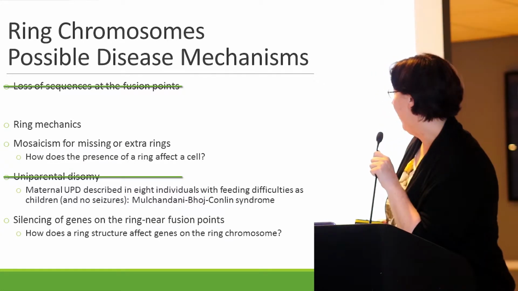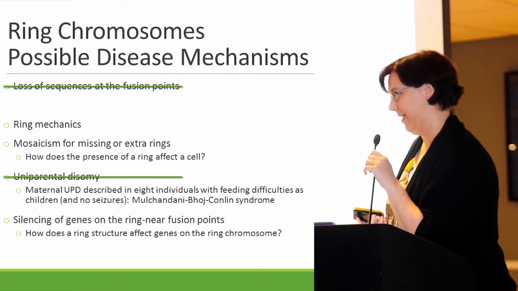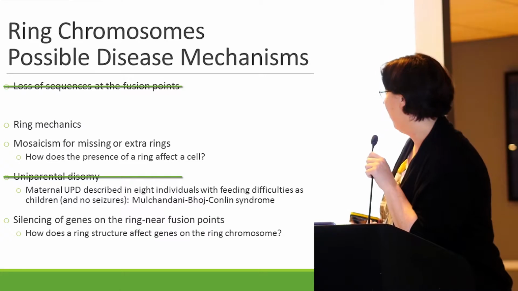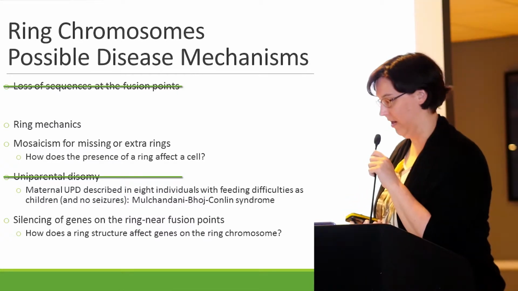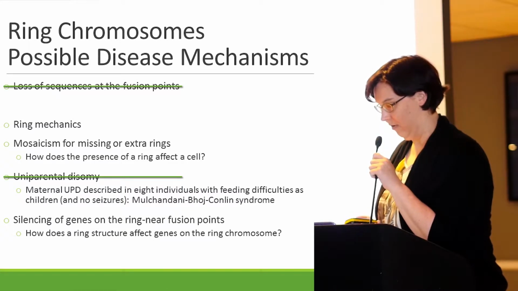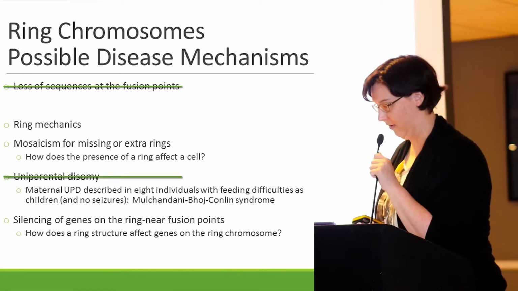The first thing that we sort of hoped it would be, because it would be an easier answer, was that you are just missing sequences, you're missing genes on that ring chromosome. By doing our study, we saw that we could rule that out, because most people still had all their genes present on that ring chromosome.